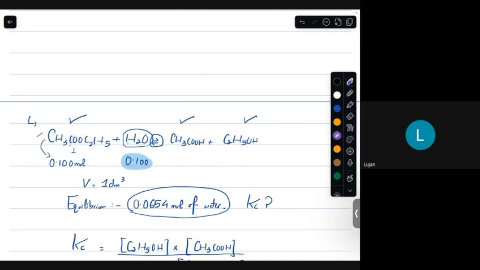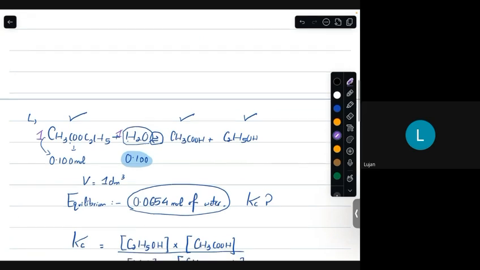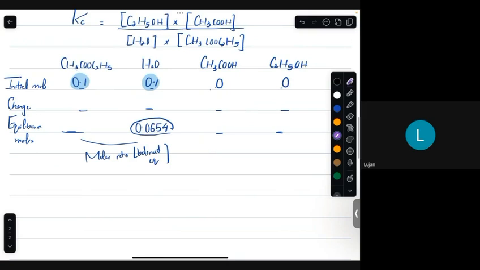Molar ratio means the numbers that are written here. So what's the molar ratio? 1 to 1. It means if 0.0654 moles of water are produced, the same amount of moles would be produced at equilibrium for the ethyl ethanoate. They would also be 0.0654, right?